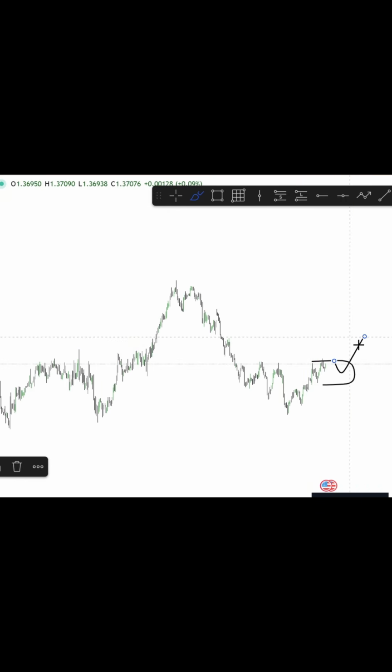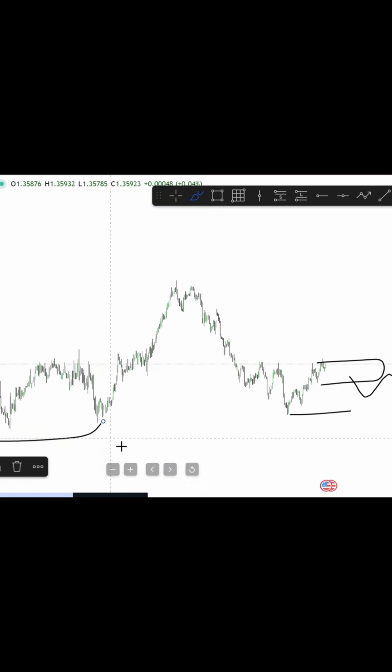If the demand chain keeps holding, I'll be continuing to look for those upside continuations. But if we end up breaking the demand chain, I'm happy to look for those shorts to maybe target this low or even these lows over here.